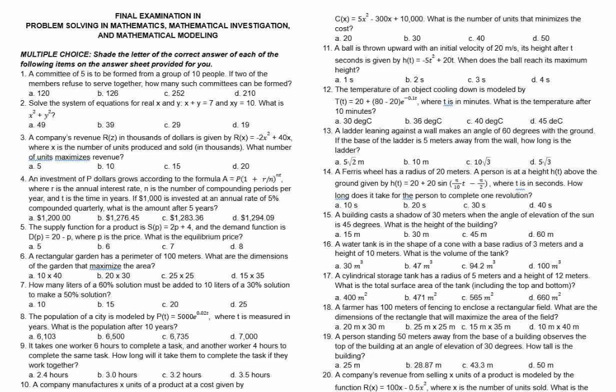Number 19: a person standing 50 meters away from the base of a building observes the top of the building at an angle of elevation of 30 degrees. How tall is the building? So, the building is 43.3 meters.